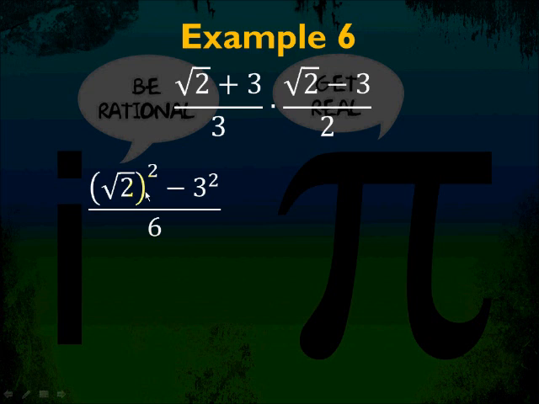Now let's simplify the expression. Radical 2 squared is 2. 3 squared is 9, so we have 2 minus 9 over 6, which simplifies to negative 7/6.